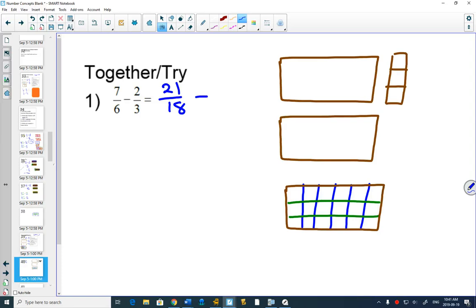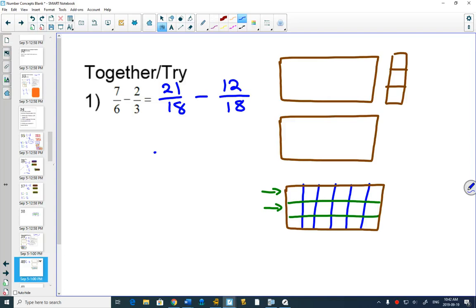Minus 2/3. Well, 2/3 would be 2 rows lengthwise. How many pieces in each of those rows? 6 and 6. You're going to get 12 out of the 18. Again, mathematically, 3 times 6 is 18. 2 times 6 is 12.